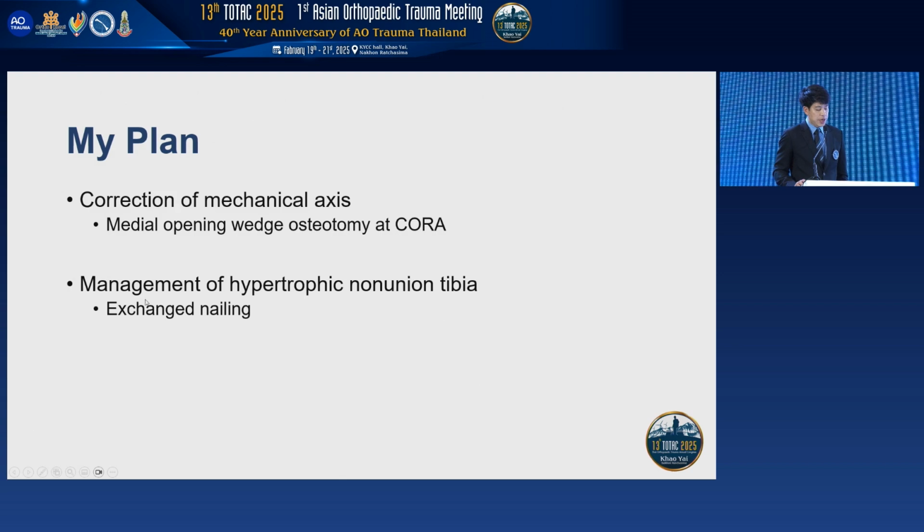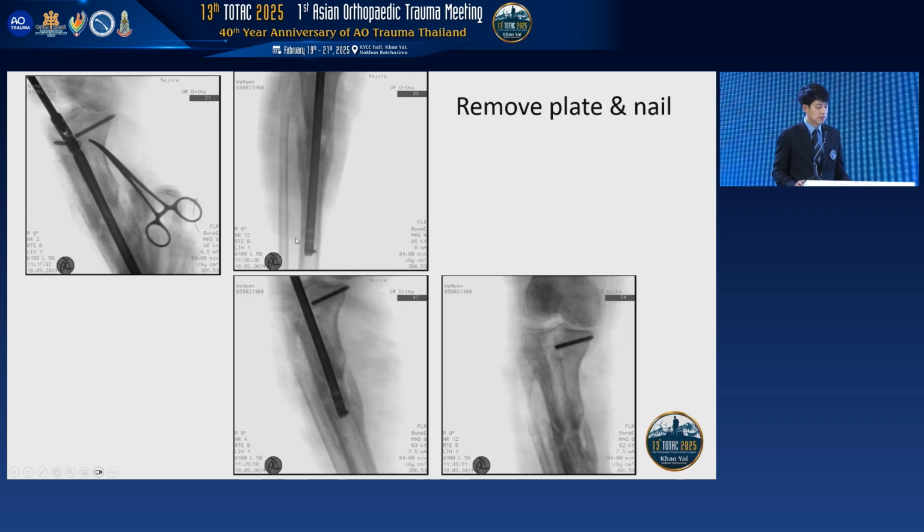So I do exchange nailing for, I think, is it wrong? Is it oligotrophic non-union of the tibia with exchange nailing and bone grafting, and correction of the mechanical axis of the proximal tibia by medial opening wedge osteotomy at CORA.